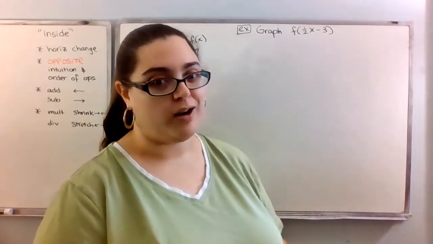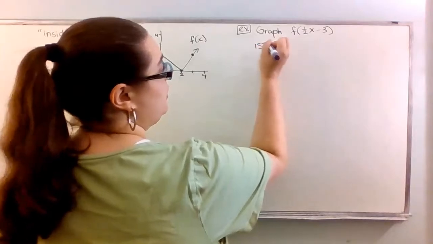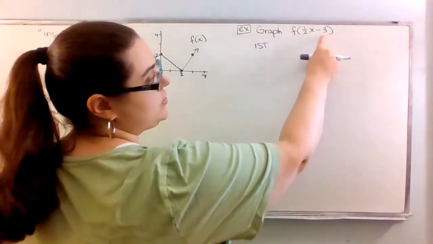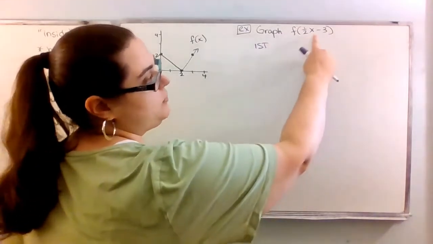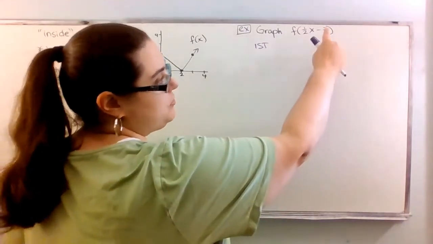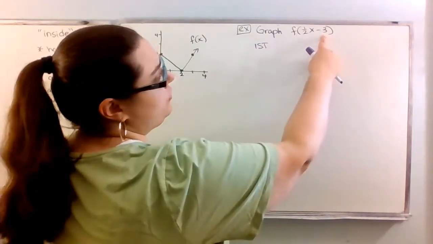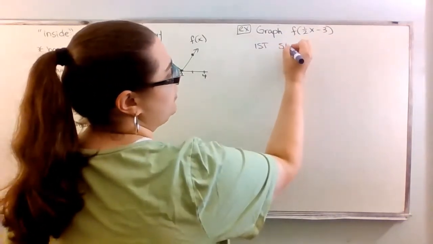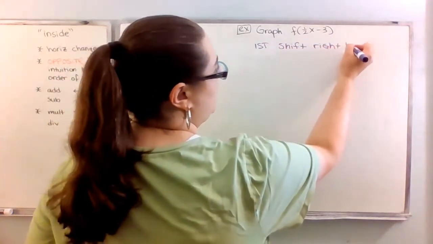So let's write out what our transformations will be. First, we're going to have to deal with this minus 3 because in the order of operations, multiplying comes before subtracting. So now the subtracting impact is going to happen first because it's backwards. So first, we're going to shift right by 3.